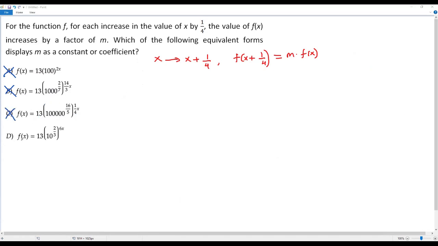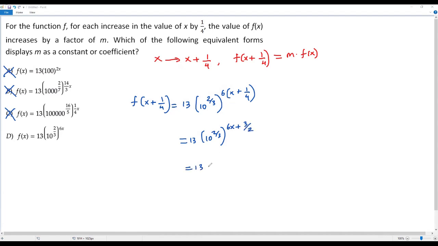Now let's check with the function f of x in D. That is, we have to plug in this x positive 1/4 for x over here and here. Let me do it. That is f of x positive 1/4 equals 13 times 10 to the power of 2 over 3 to the power of 6 times x positive 1/4. Here 13 times 10 to the power of 2 over 3. Now we can distribute this 6 to this x and 1/4. Then I'm getting 6x positive 6 times 1/4, which is 6 over 4, or in simplified form it's 3 over 2.